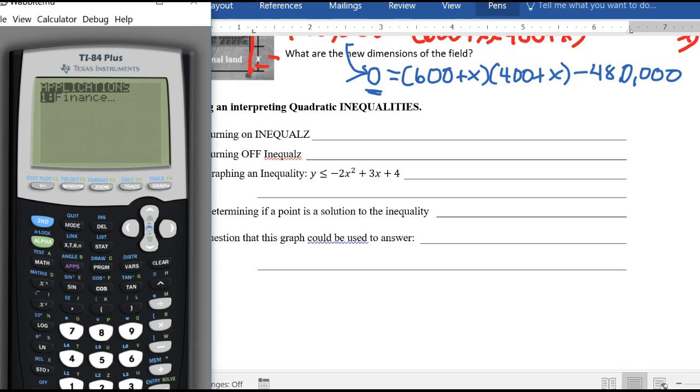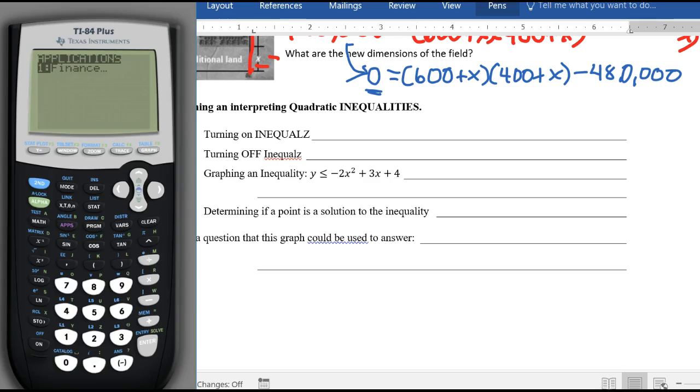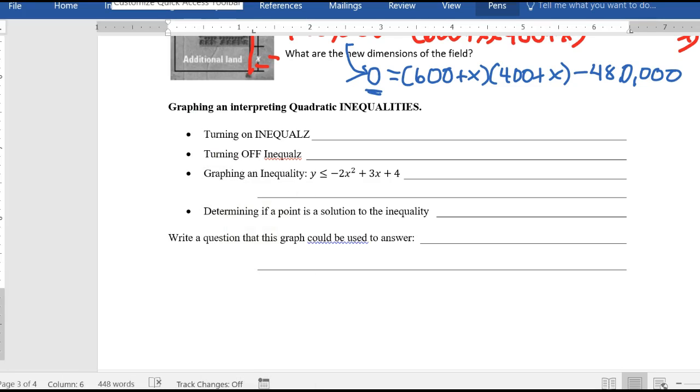Then the next thing on your note guide says determining if a point is a solution to an inequality. Well, let's say I give you a point and I ask you, on the inequality that you just graphed, is the point (2, -1) a solution? Well, if you can tell right away, oh yeah, that's definitely in the solution region in the shaded part, well then you know that's true.